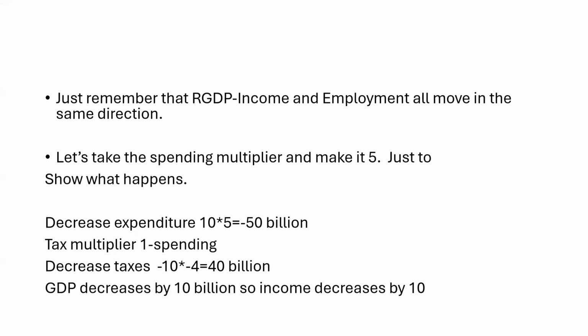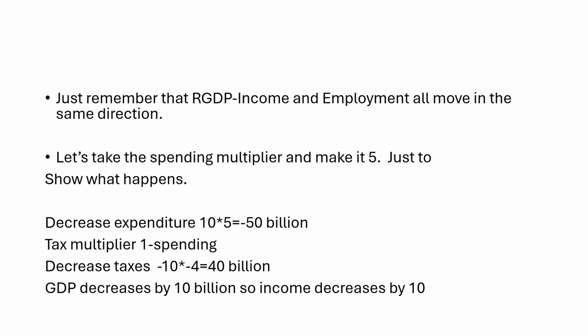So we decreased expenditures by 10 billion. 10 billion times 5 equals negative 50 billion. So AD will decrease by 50 billion. The tax multiplier is 1 minus the spending multiplier. If I decrease taxes by 10 billion times a minus 4, 1 minus 5 is minus 4, I then get an increase in aggregate demand by 40 billion. Negative 50 billion plus 40 billion gives me negative 10 billion. If GDP decreases by 10 billion, so income decreases by 10, E as in Ellen.